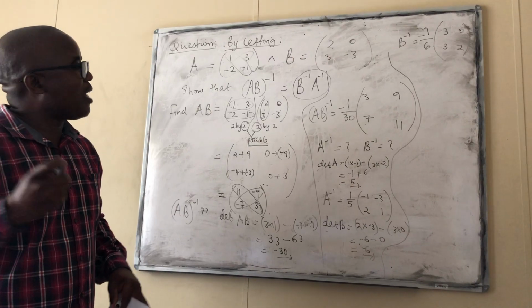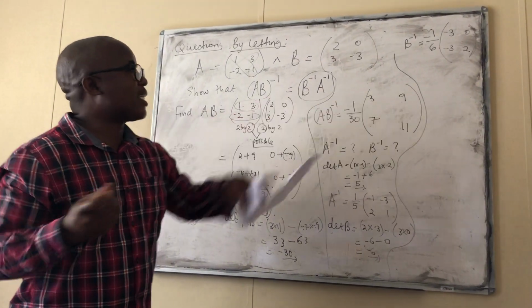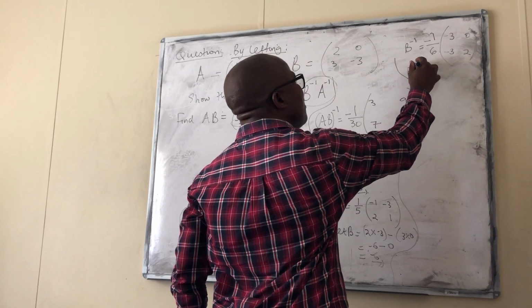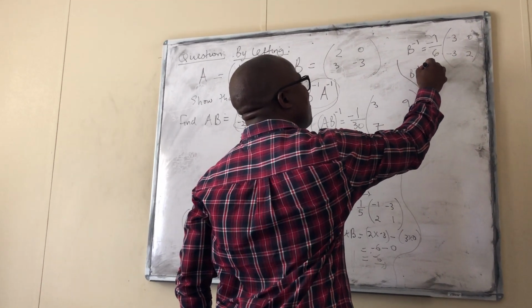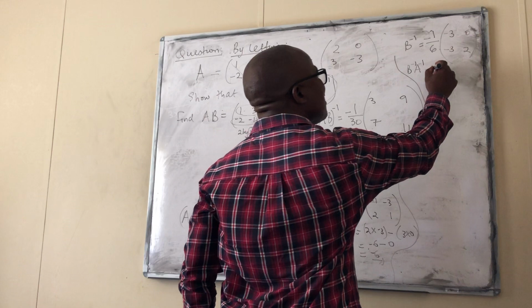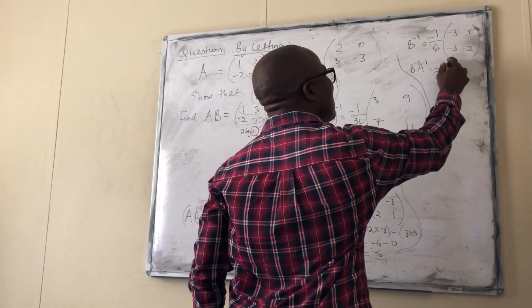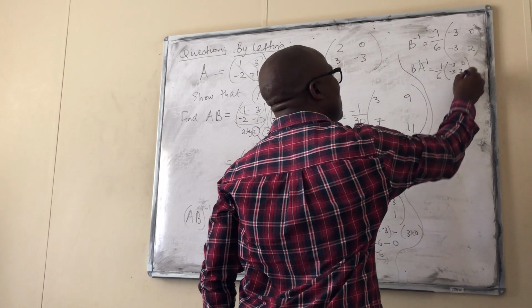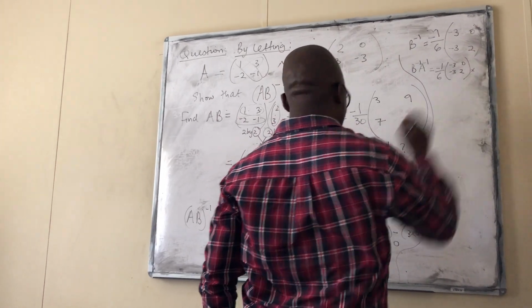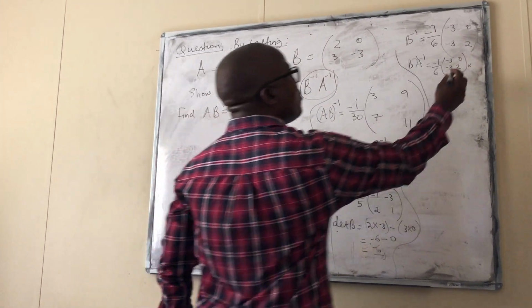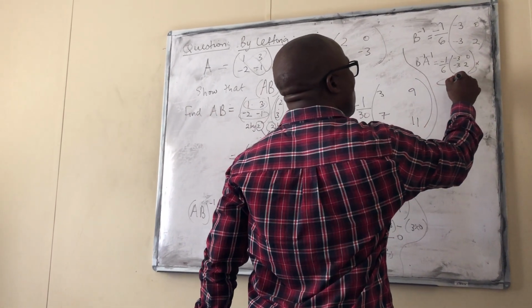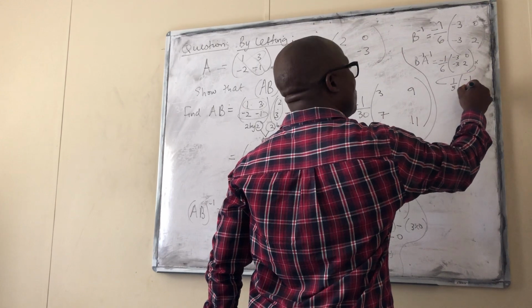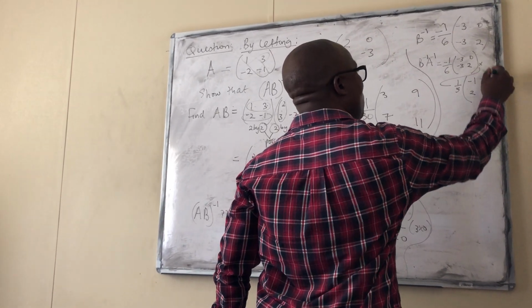So once you have that, you have to find the product. Where is the product? It's B inverse times A inverse. And the B inverse is minus 1 over 6 times minus 3 minus 3, 0, 2. And then you multiply by A inverse, which is 1 over 5 times minus 1, 2, minus 3, 1.